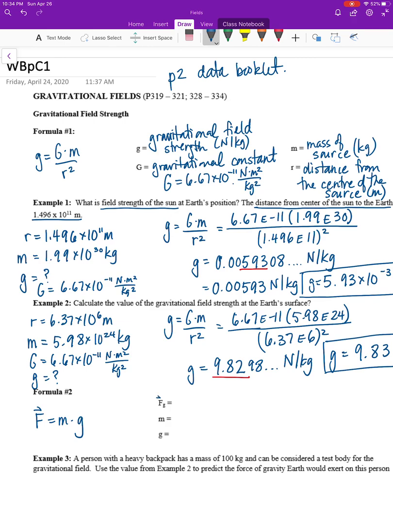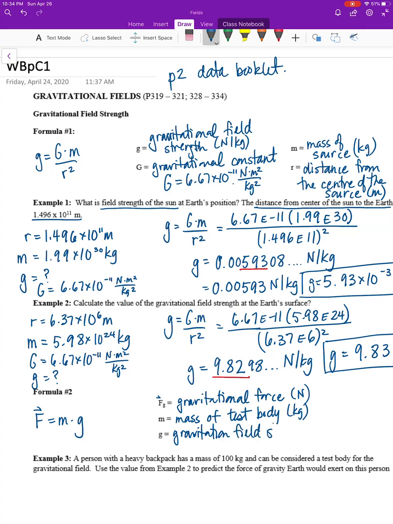Okay, so F with that little arrow over top tells us it's a vector, so this is the gravitational force acting on our test body, and the unit for force is newtons. The mass now is going to be the mass of the test body, because we want to know how much force is acting on the object being affected by the field. And again, that unit will have to be in kilograms. And then g is that gravitational field strength at whatever location you are from the center of the Earth. And that's going to be newtons per kilogram is the unit.